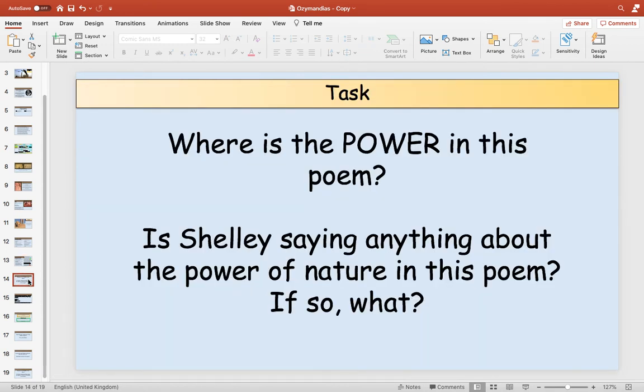So, moving on to a task then. What I want you to think about is, I want you to reread the poem. You've got your own copy in the shared area, and I want you to have a think about where is the power in this poem. So which bits of that poem represent power? And is Shelley saying anything about the power of nature in the poem? If so, what? Now, I don't want just one really short sentence. I want detailed answers, and I want evidence as well. So that's your first little task.